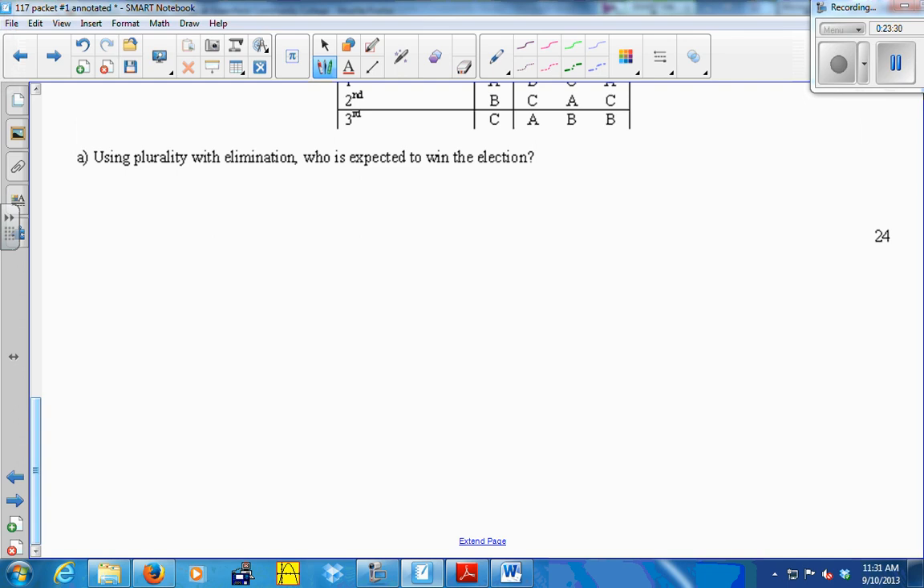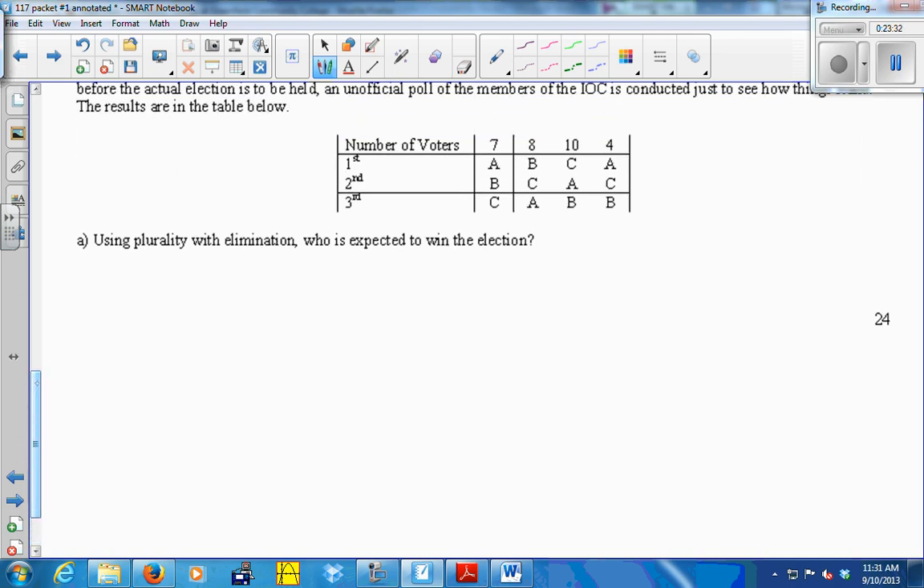Do you guys remember how to do plurality with elimination? You start by doing plurality, right? A has how many first place votes? 11. And B has 8 and C has 10. Does any candidate have a majority of the first place votes? How many would they need for a majority? So let's see, we have 19, 29. Half of 29 is 14 and a half. So they would need 15 for a majority.